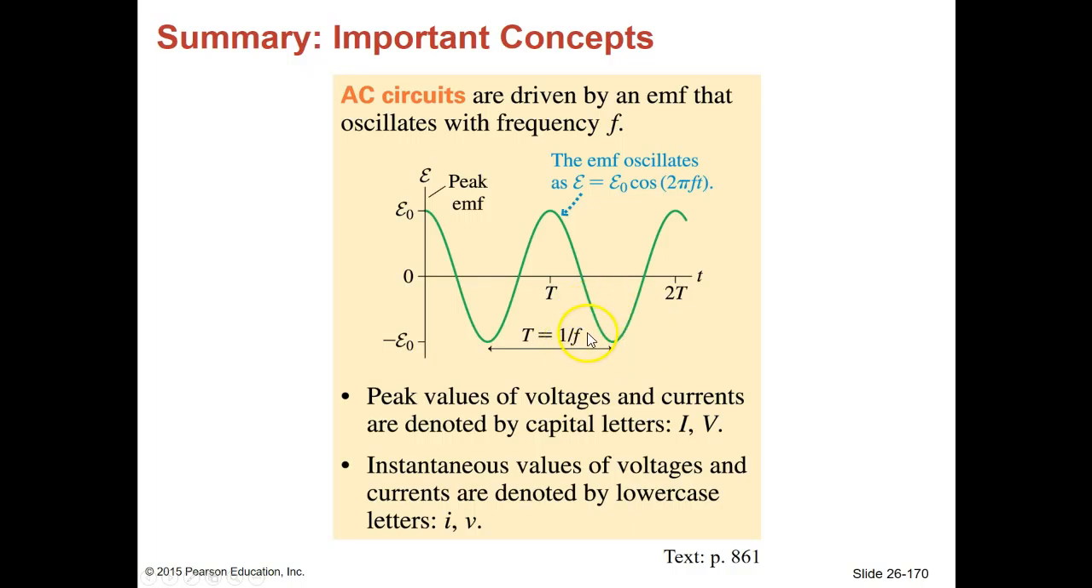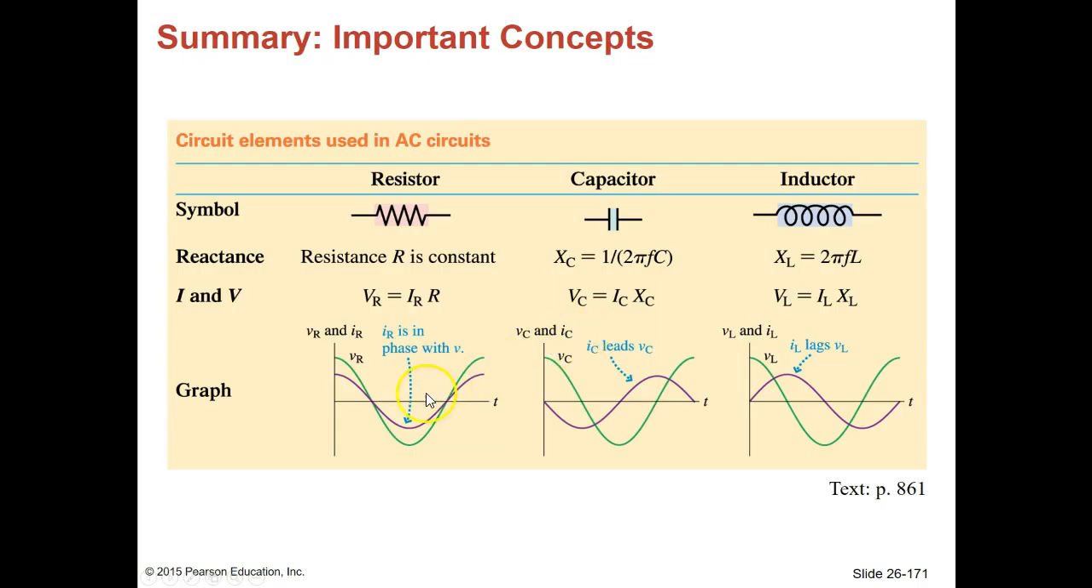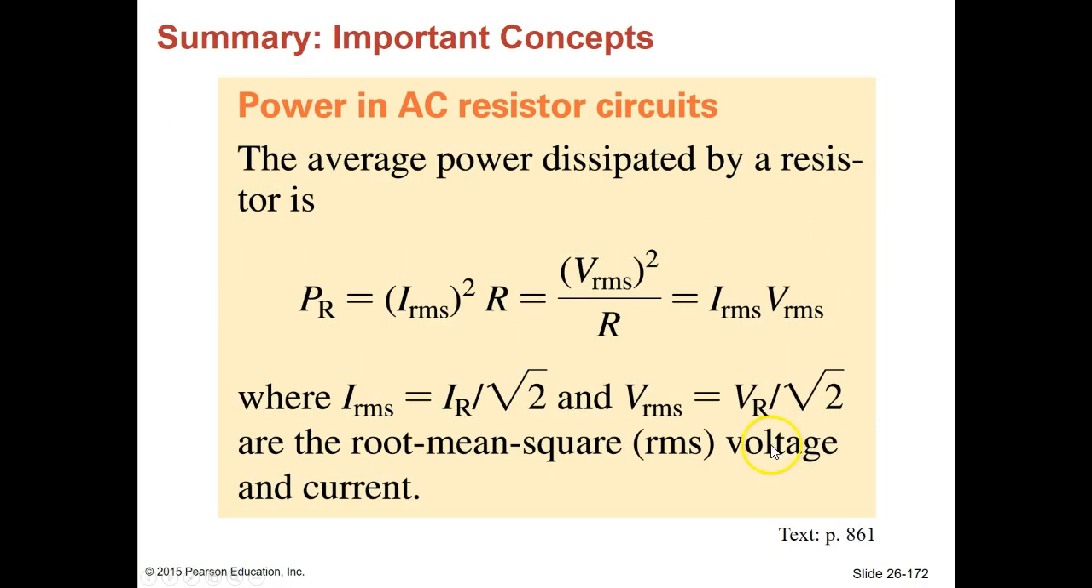The rest of this really just goes through and summarizes the important concepts. We looked at those AC circuits, we looked at what the wave looks like, and we talked about the equation a little bit. We looked at each one of the graphs, and we saw that for the capacitor the current leads the voltage, and for the inductor the current lags the voltage by a quarter wave. We talked about power and how we can use root mean square to find the root mean square voltage and the current itself.